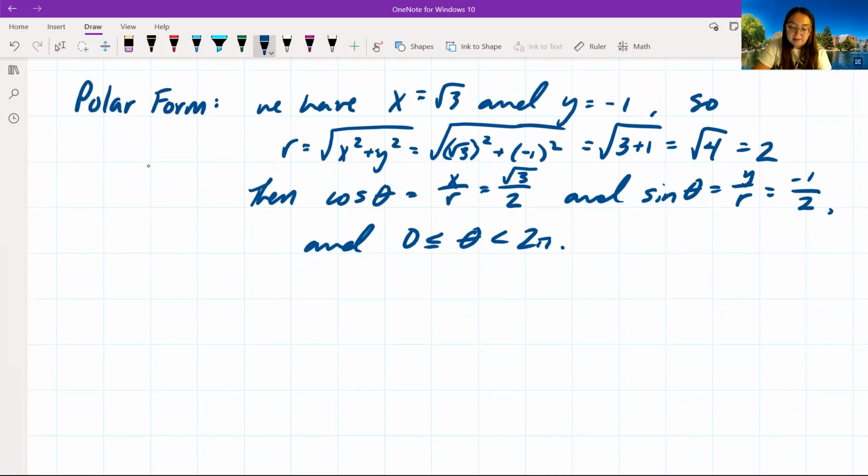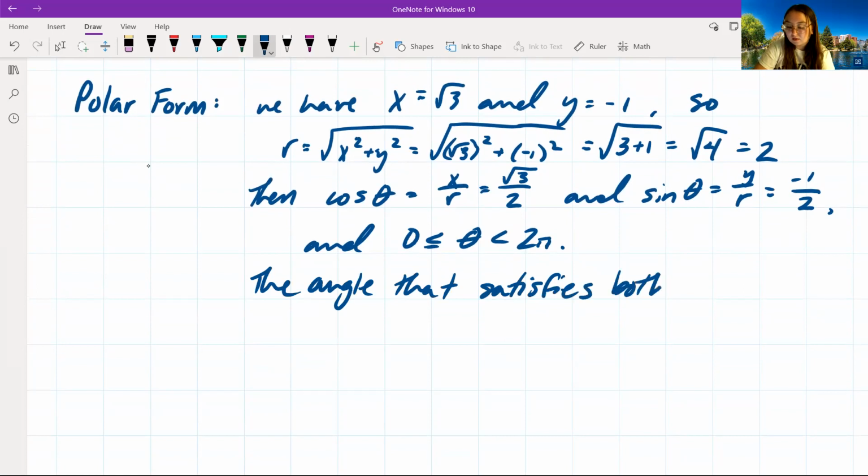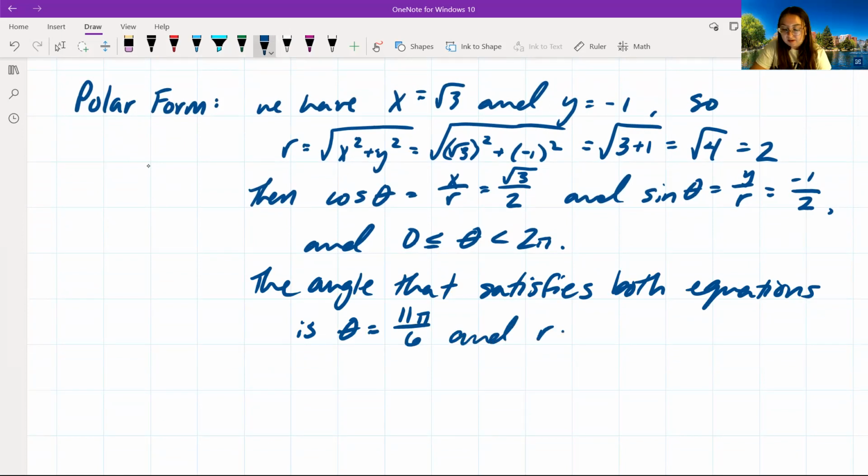So now we can determine the angle that satisfies both equations. At this point you can look at the unit circle, and you would be able to find this value fairly easily. Theta is equal to 11 pi over 6. And we also have that r is equal to 2.